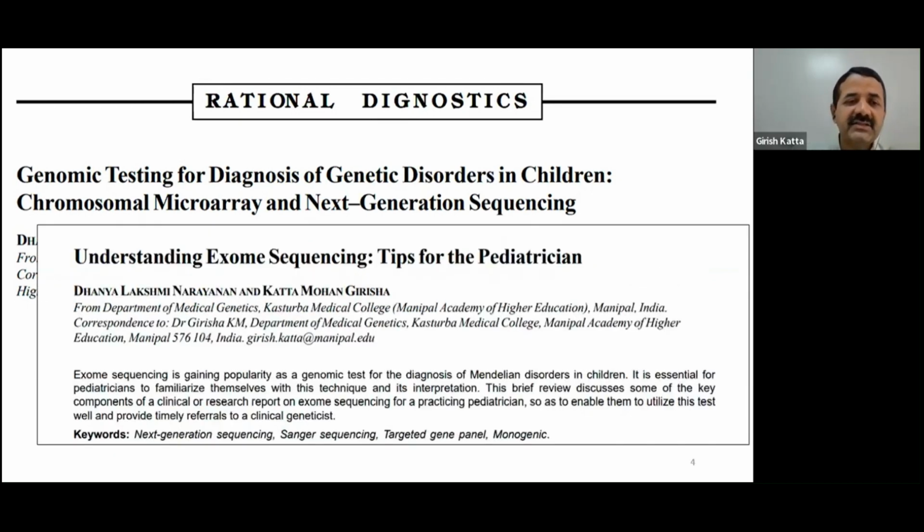The second in the series is understanding exome sequencing, tips for the pediatrician, where we have questions like is Sanger validation necessary? When is segregation analysis important? Is trio exome more beneficial? Such common questions are answered in this article. So I suggest all of you refer to it if you want more information on next generation sequencing and its application in the clinic.